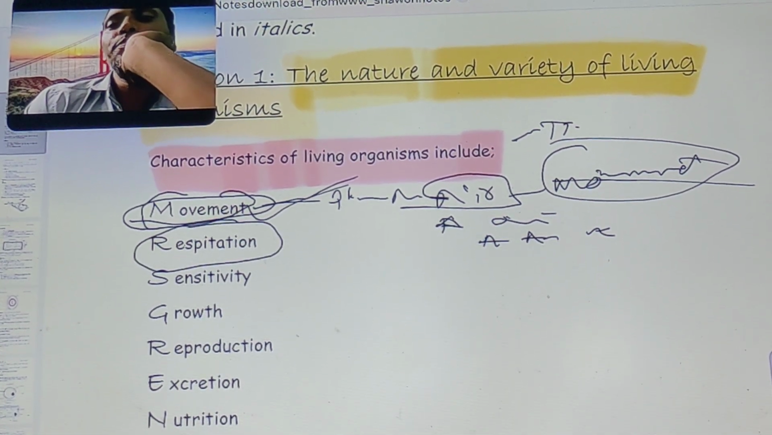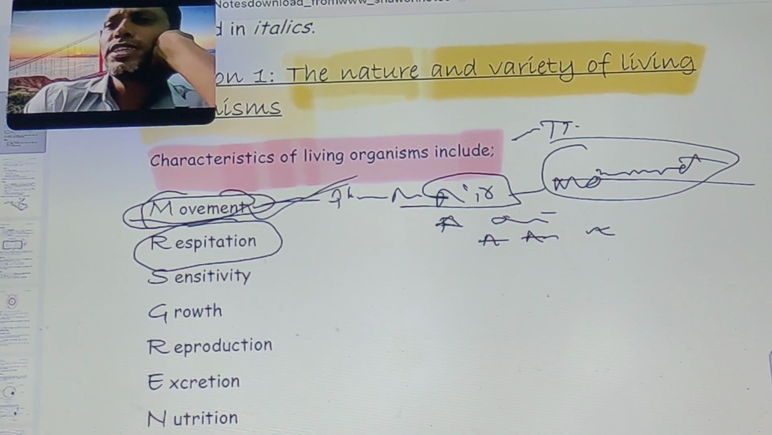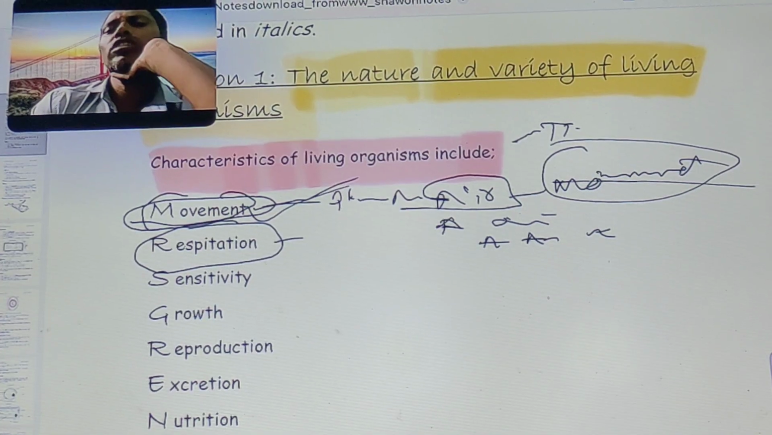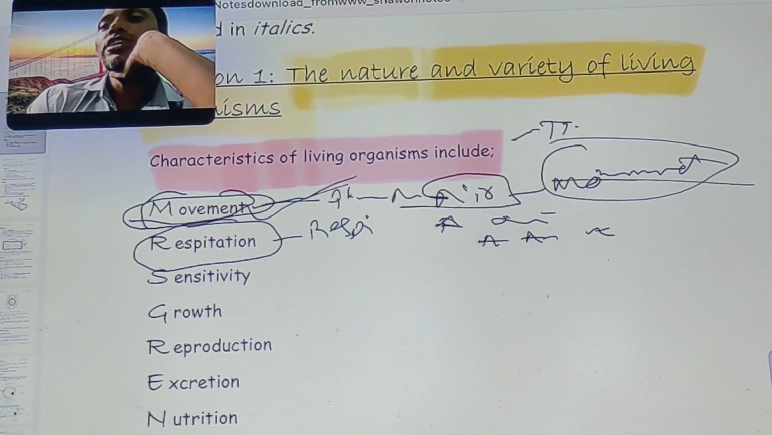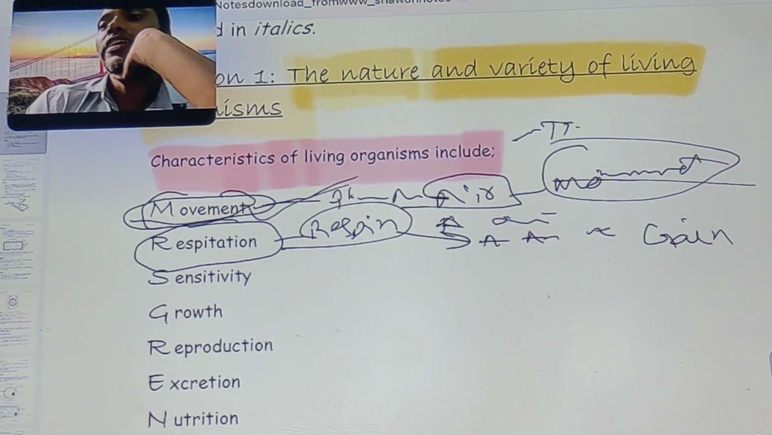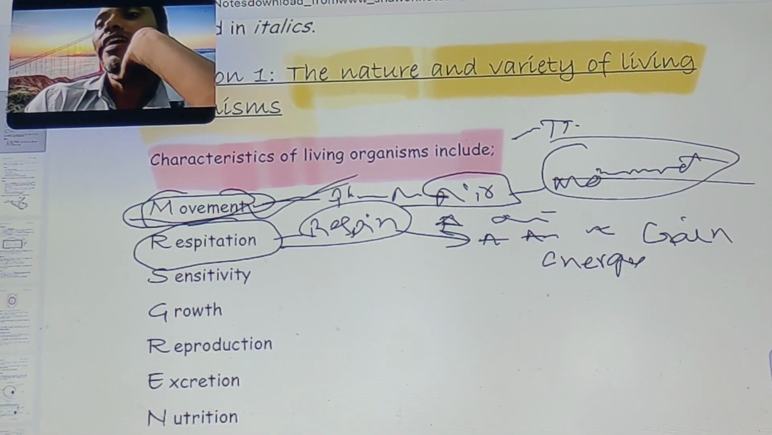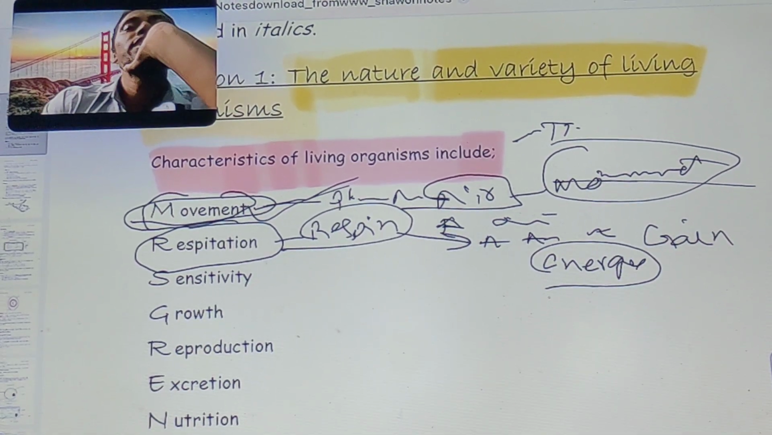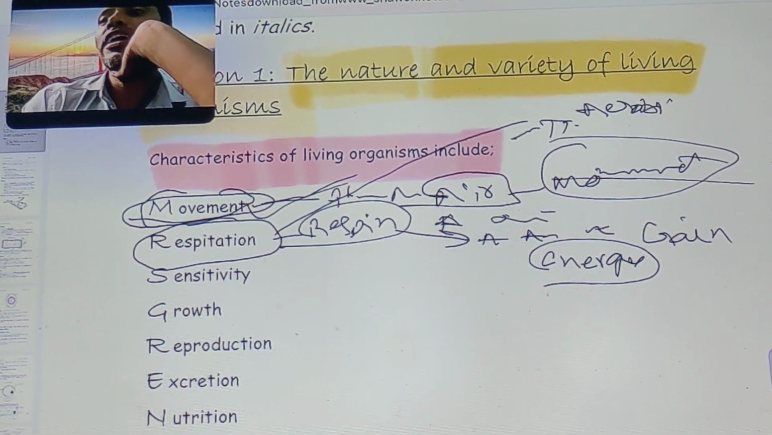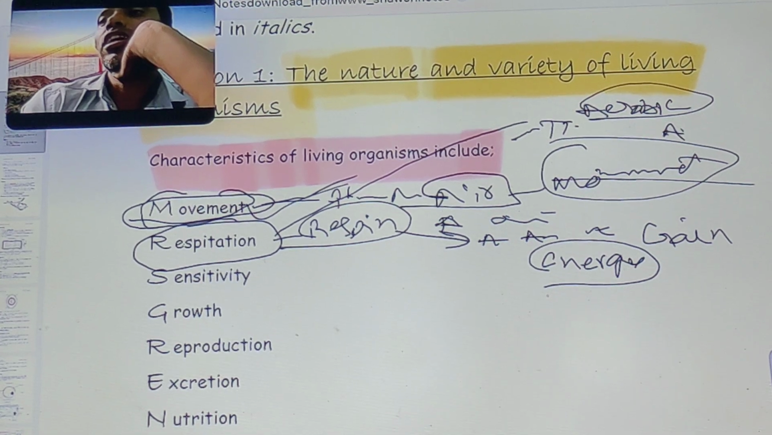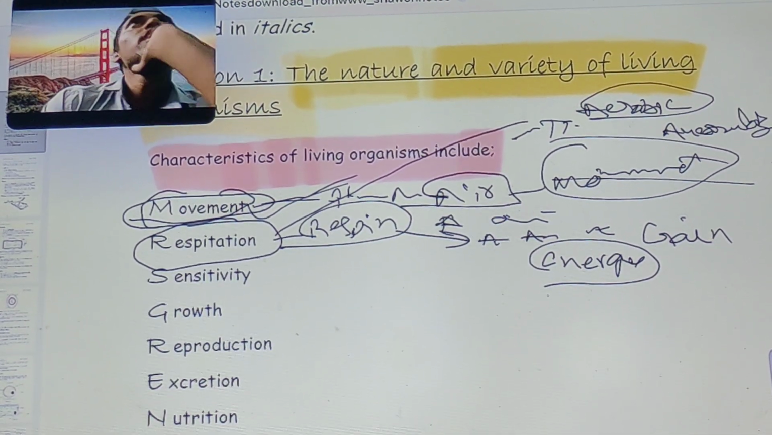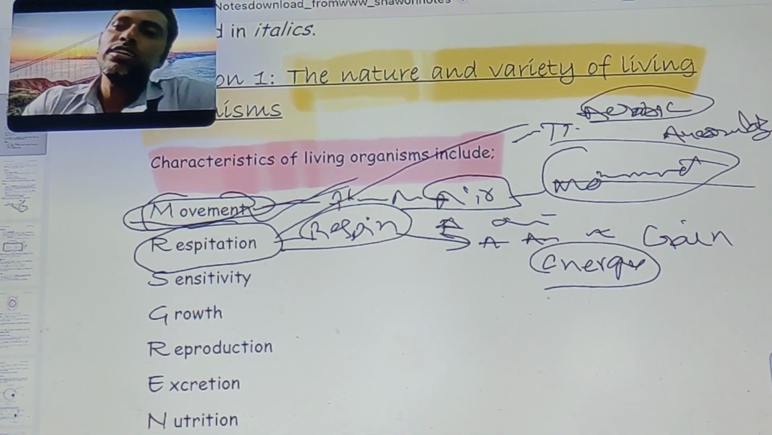Next, respiration. Respiration is a main characteristic of living things. Non-living things do not respire. In respiration, we gain energy. There are two types of respiration: aerobic respiration and anaerobic respiration.